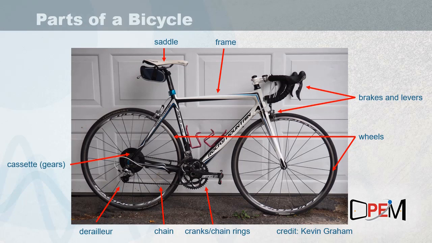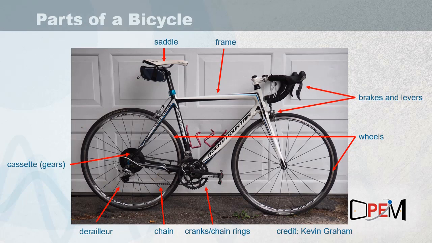Here you see a typical road bicycle with parts including the saddle, the frame of the bicycle, the cranks and chain rings that you push with the pedals, the chain connected then to the cassette and gears on the back wheel, and the derailleur that allows you to change the location of the chain and choose which sprocket on the cassette the chain is riding on. In fact, there's also a front derailleur in the case where you have more than one chain ring, to allow you to choose between a larger or smaller chain ring.